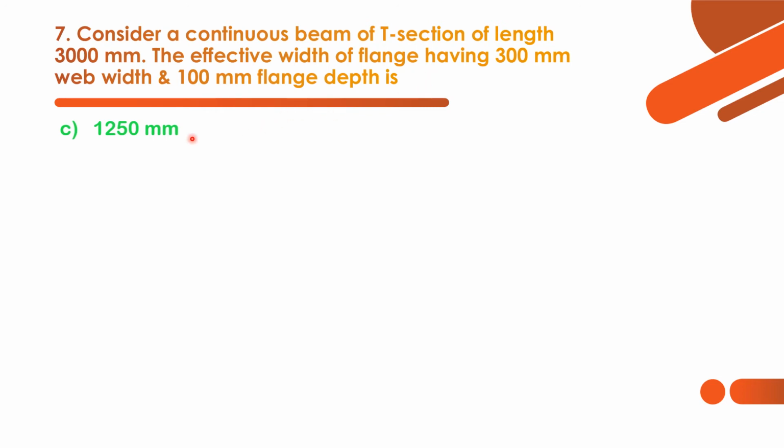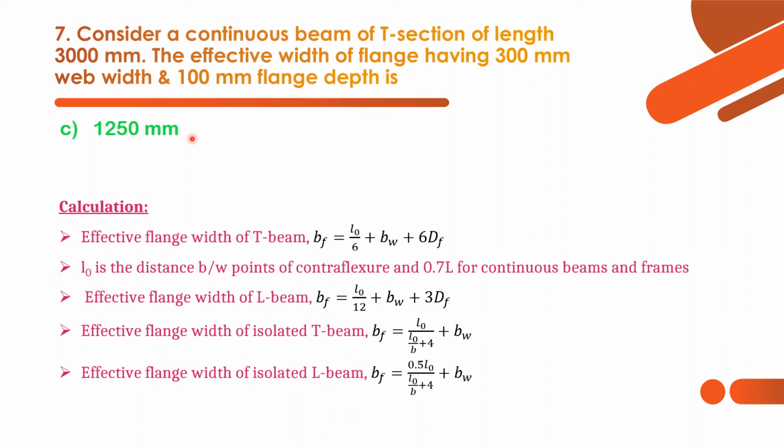So here the answer is option C, 1250 mm. We have to use this formula: the effective flange width of a T beam is given by the relation BF is equal to L naught by 6 plus BW plus 6 DF. So what is L naught here? L naught is the distance between points of contraflexure or the points of zero moments, and 0.7 L in case of continuous beams and frames.